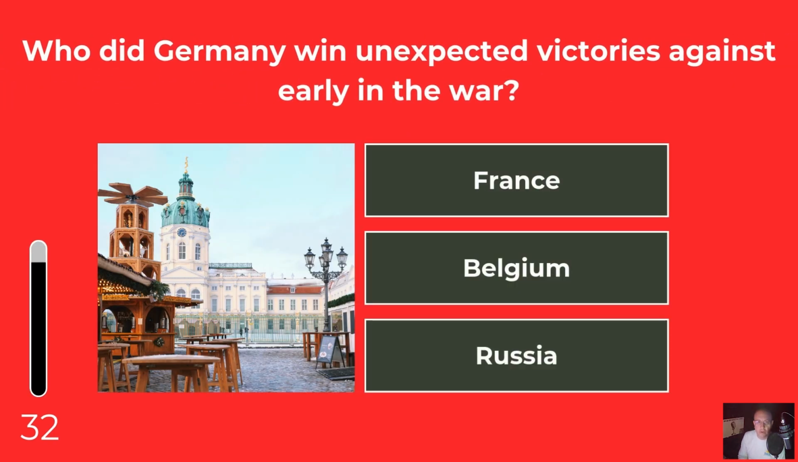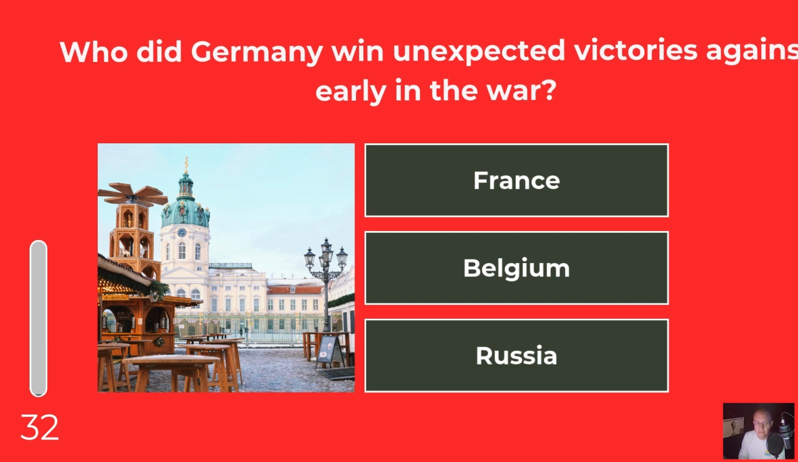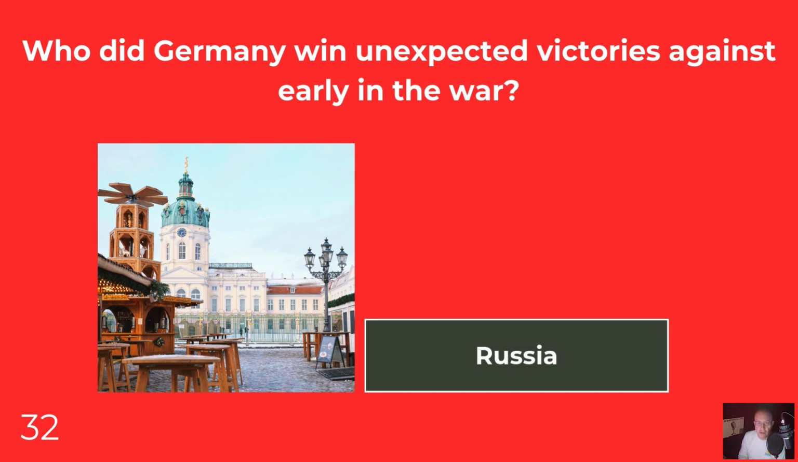Who did Germany win unexpected victories against early in the war? Was it against France, Belgium, or Russia? They won unexpected victories against Russia.